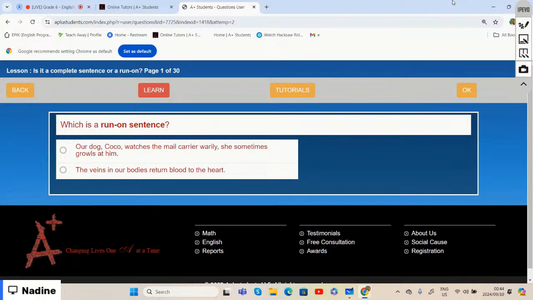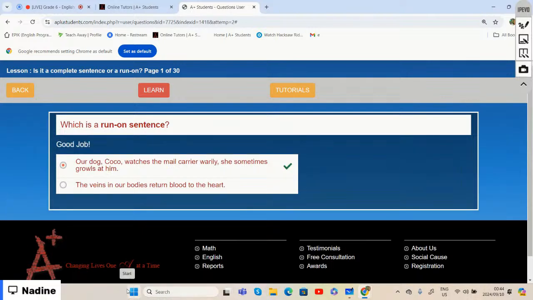All right, and if we select the correct answer, then yes, we will say our run on sentence is option one, which is our dog Coco watches the mail carrier warily. She sometimes growls at him. That is a run on sentence.